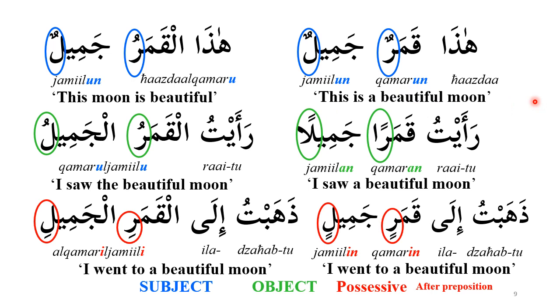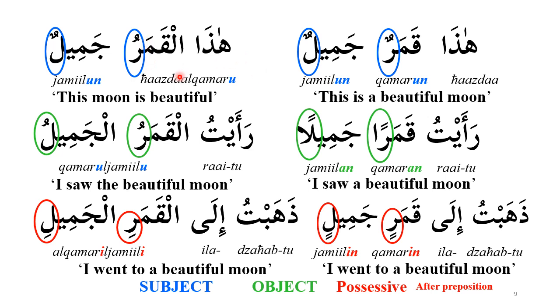Okay, so you can see here, hazā qamarun jamīlun. This -un sound is used for the subject. This means this is the subject of the sentence. This is a beautiful moon. Or say, hazal qamaru jamīlun.